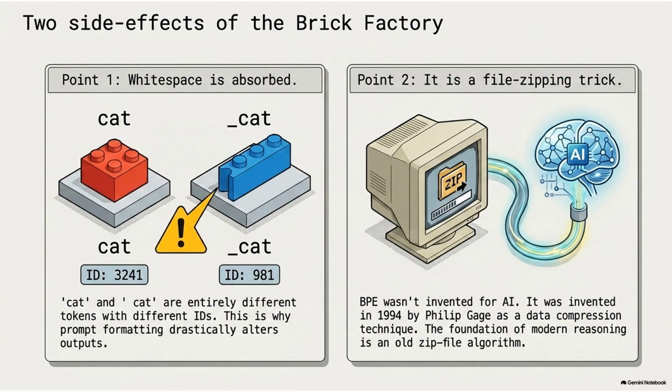Point two, and I love this one, byte pair encoding was not invented for artificial intelligence. It was invented in 1994 by a man named Philip Gage as a way to compress computer files, to make them smaller. Find the most common pair of bytes, replace it with a shortcut, repeat. A zip file trick from the 90s is sitting underneath the foundation of modern machine reasoning. It was never designed for meaning. It was designed for storage. And we are still living with that decision.